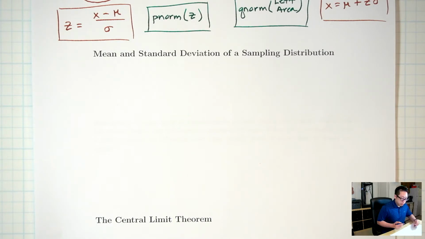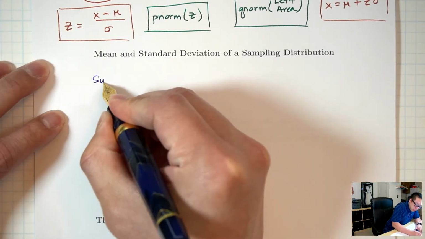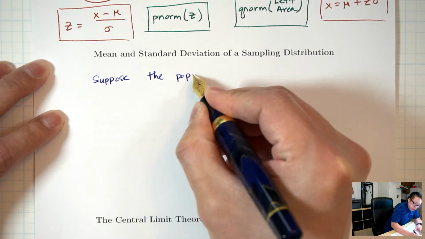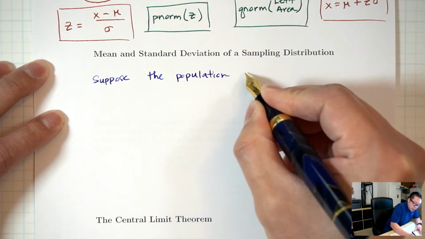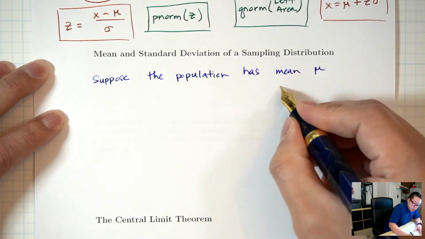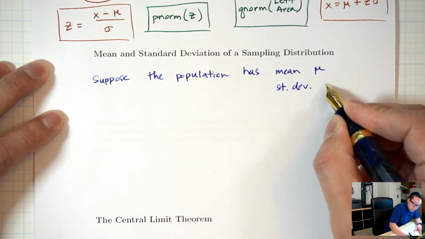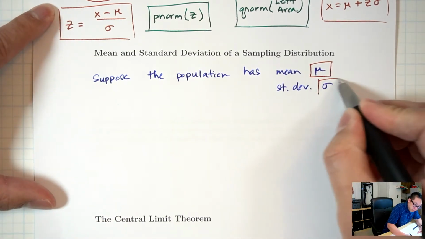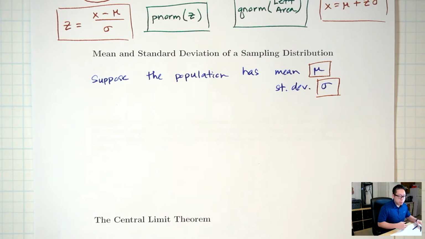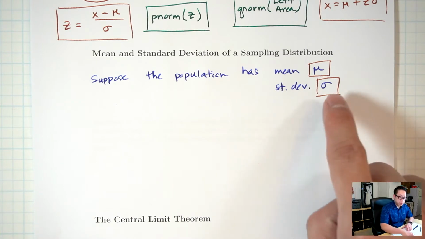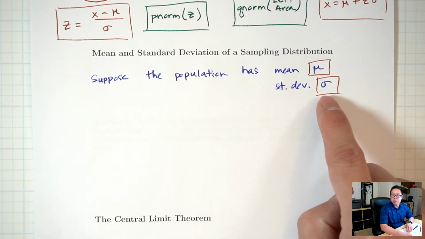The first idea, the setup is this. So suppose we have a population that has a certain mean and a certain standard deviation. To make this concrete, let's say that the population I care about here is the population of all college students, and what I care about is their age. So mu here is the average age of all college students. Sigma is the standard deviation of the ages of all college students.